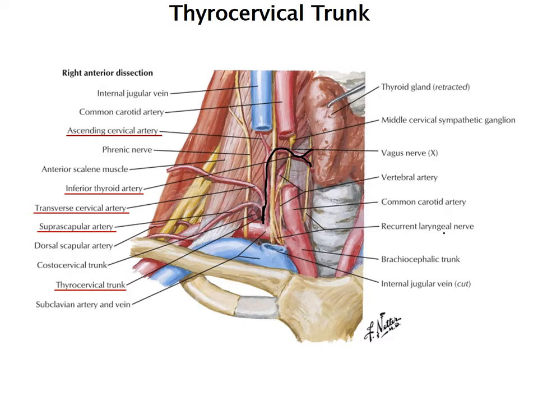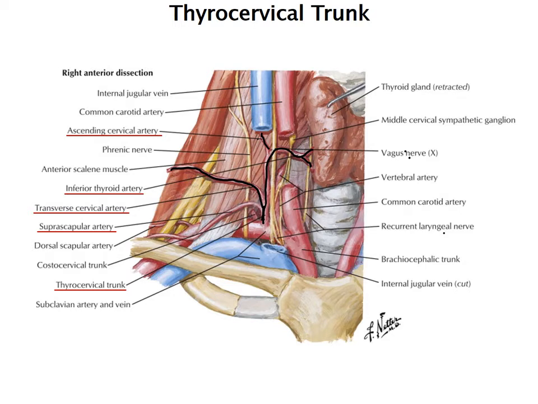Arising from the inferior thyroid artery is a small branch that ascends along the anterior aspect of the anterior scalene muscle, referred to as the ascending cervical artery. Also arising from the thyrocervical trunk is the transverse cervical artery. And as you might recall, this artery is responsible for supplying the trapezius muscle.